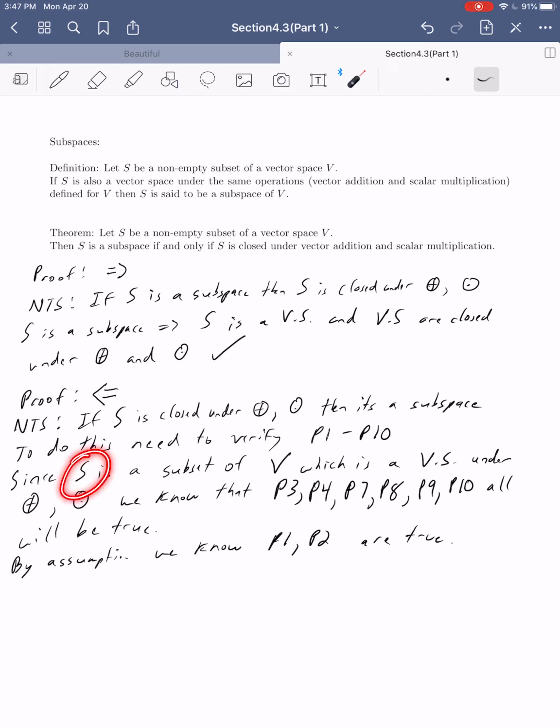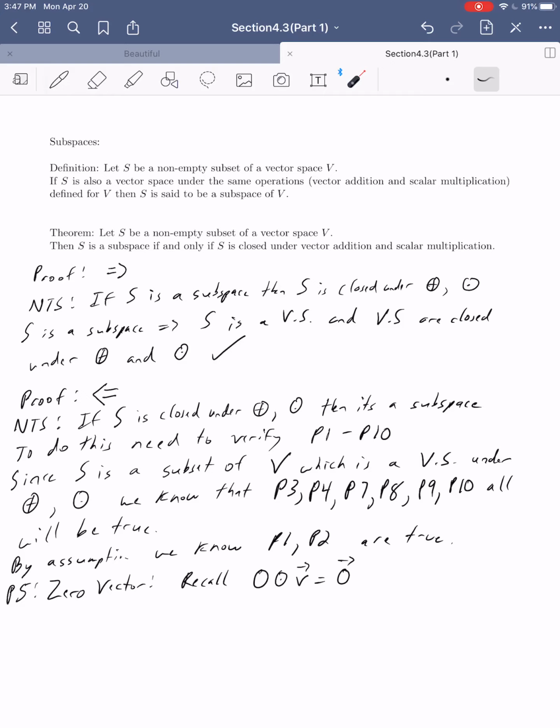We need to show that S is a vector space. So let's go ahead and do that. P5, zero vector. Well, recall that 0 as a scalar times any vector v is going to be the zero vector. This is one of those additional properties we showed.